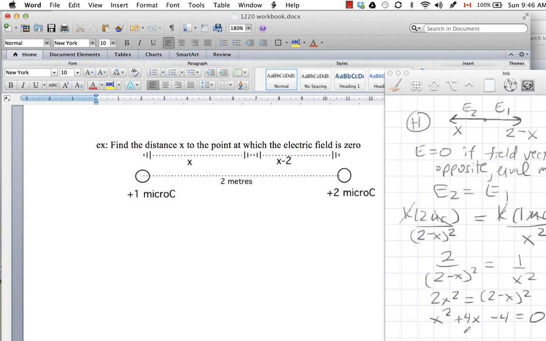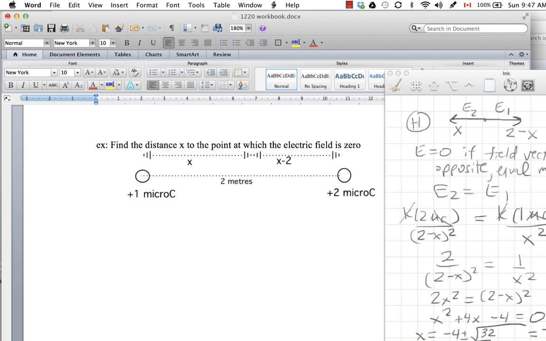This equation, unfortunately, doesn't factor, so we use the quadratic equation. Negative b plus or minus the square root of b squared minus 4ac, that's 16 plus 16, that's 32, all over 2a. This is 4 root 2. Cancel out the 2, and you get negative 2 plus or minus 2 root 2, I think.